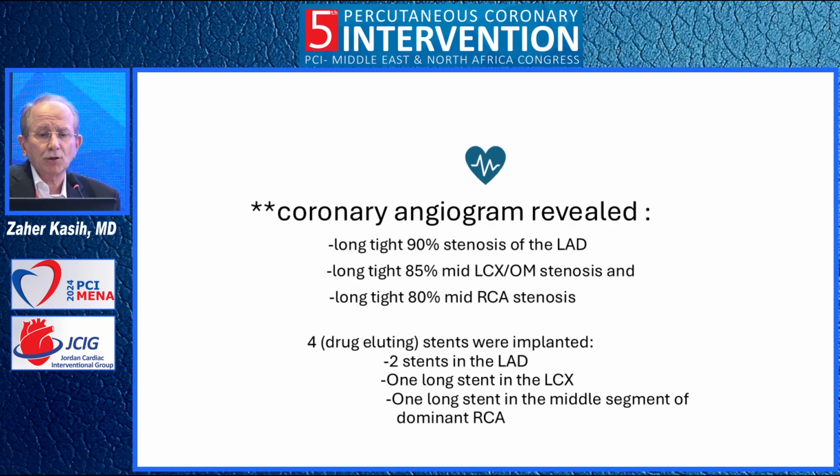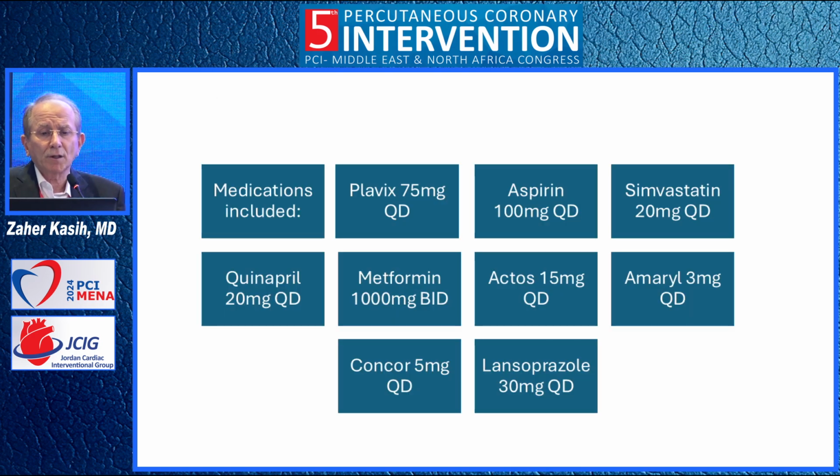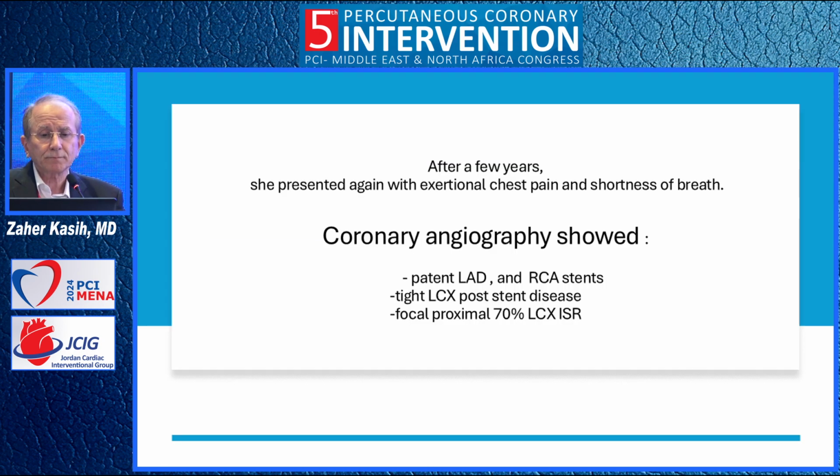Coronary angiography revealed long, tight 90% stenosis of the LAD, long, tight 85% stenosis of the circumflex OM, and long, tight 80% mid-RCA stenosis. Then 4 drug-eluting stents were implanted, 2 in the LAD, 1 long stent in the circumflex, and 1 long stent in the middle segment of the dominant RCA. This is what we did initially, and the patient was put on Plavix, aspirin, simvastatin, an ACE inhibitor, metformin, Actos, Amaryl, Concor, and lansoprazole. Now, a few years later, she presented again with exertional chest pain and shortness of breath.